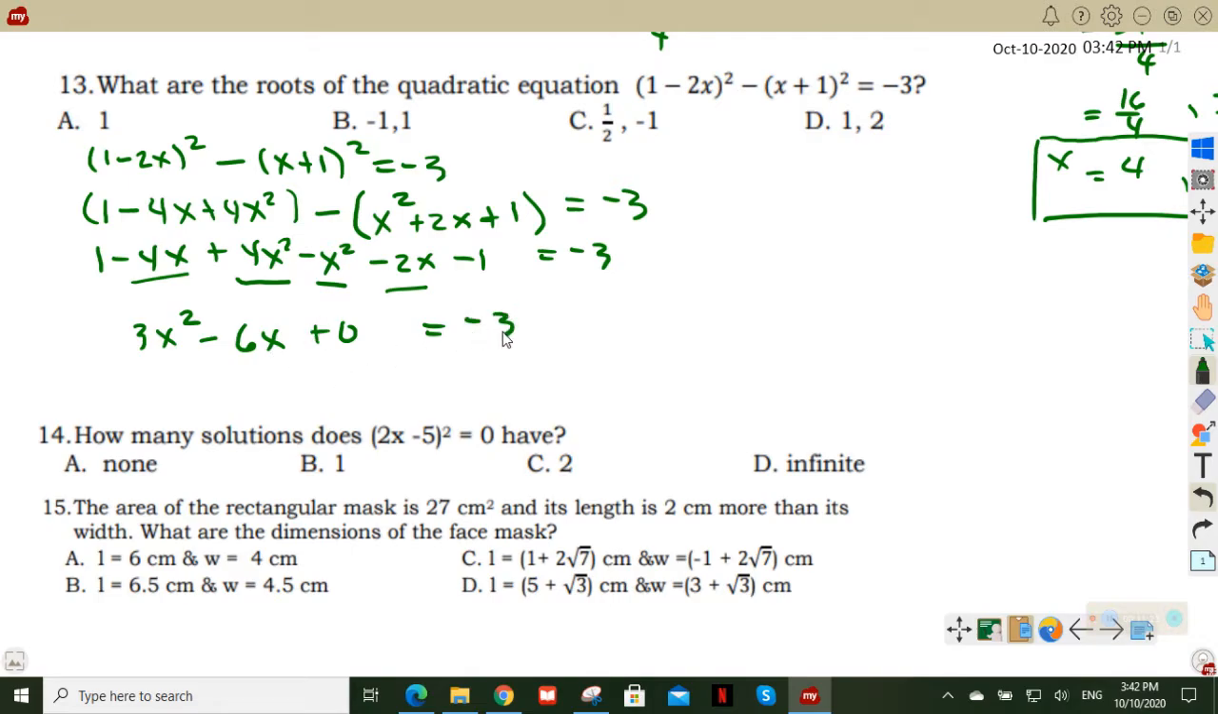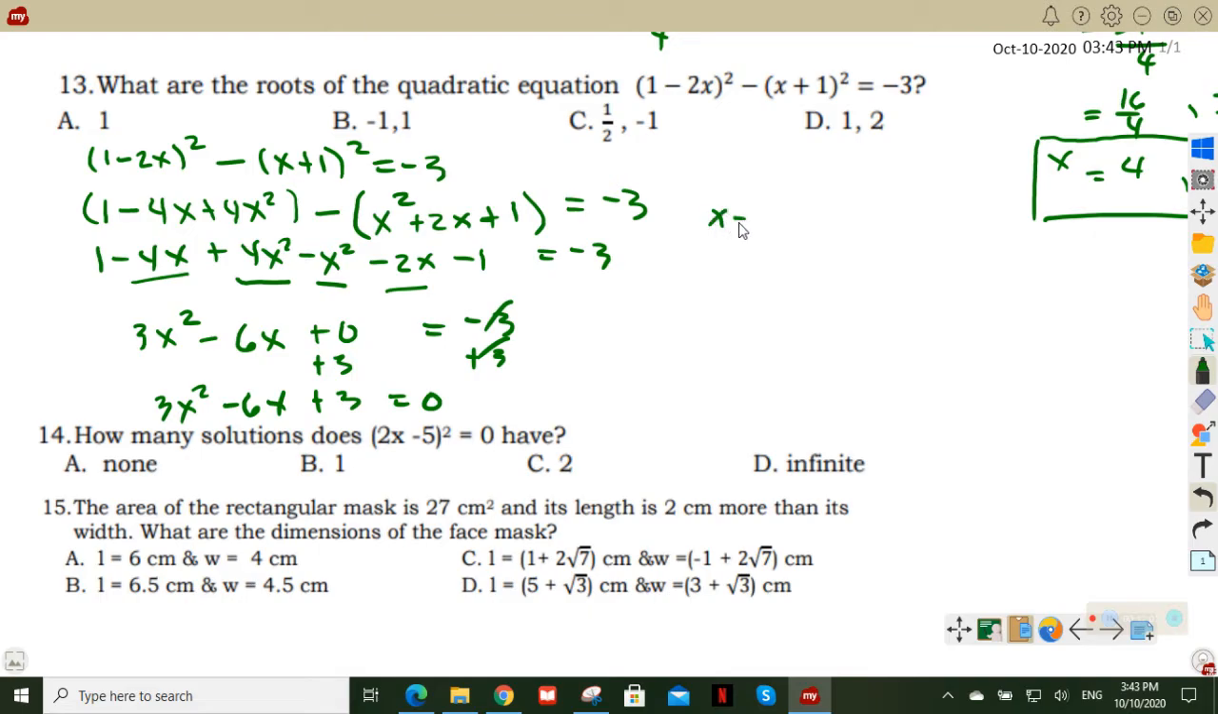Close to standard. I still have negative 3 here, so I will add its opposite, 3. So I should have 3x squared minus 6x plus 3, and this is now equal to 0. Okay, so this is now my standard form. If this is the standard form of the given, what method are we going to use? Extracting, no. We can use completing the square, but to make it easy, we'll use the quadratic formula.